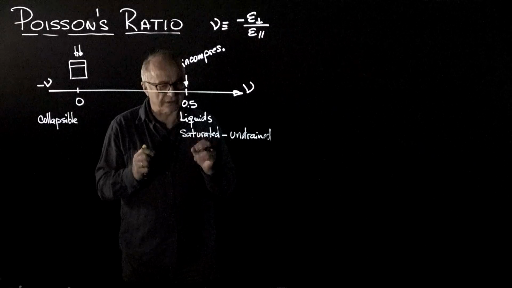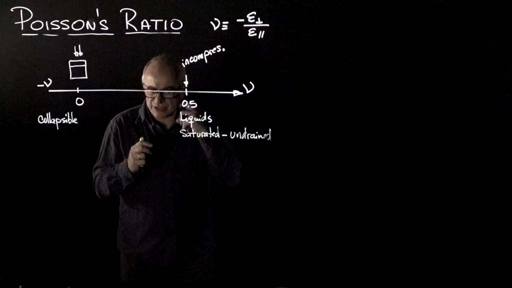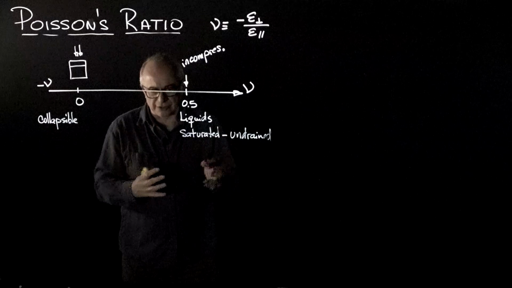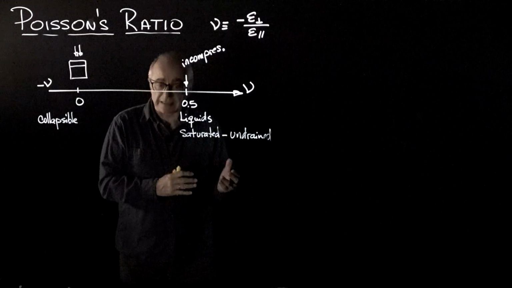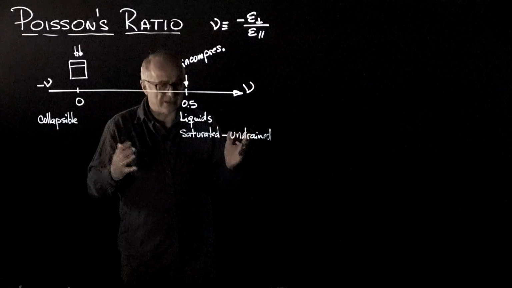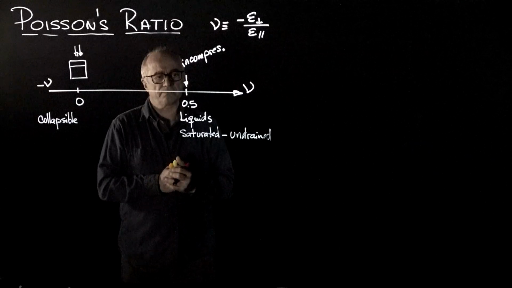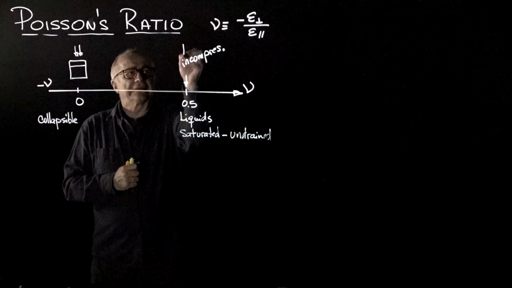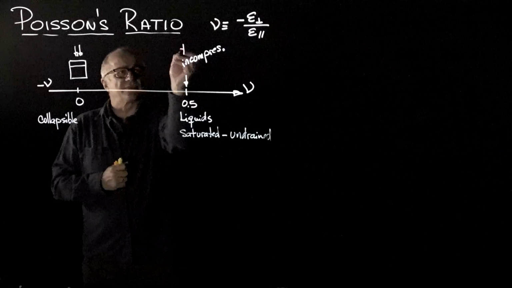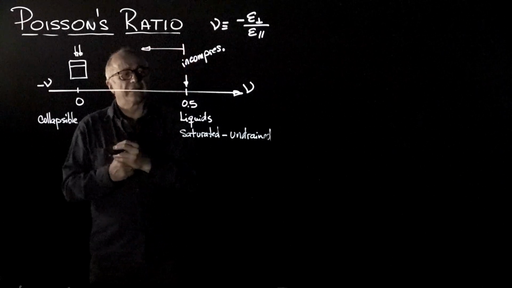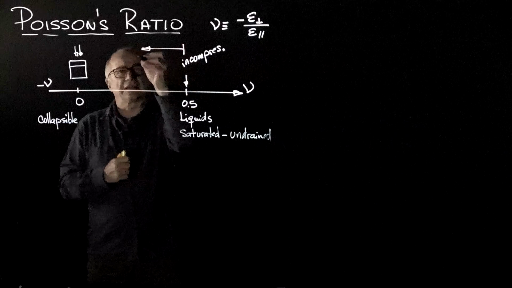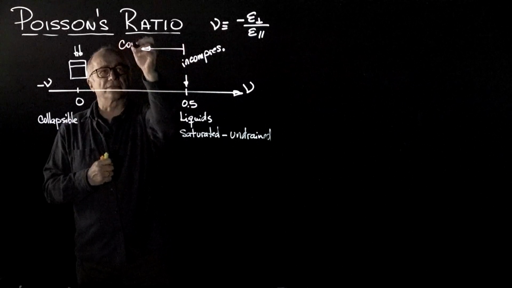So even water will have a Poisson's ratio 0.49, 0.495. If that wasn't the case, the P wave velocity would go to infinite. That means that if this is incompressible, in this direction, and the volume remains constant, in this direction is contraction.